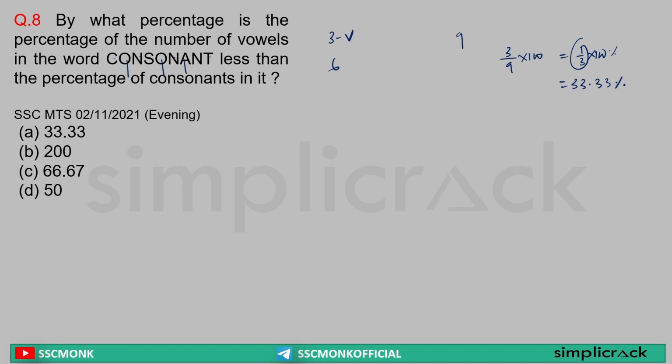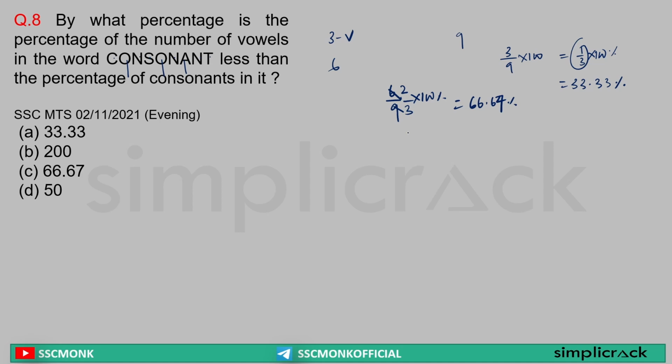Now, it is asking about what? What is the percentage of consonants? Sir, 6 by 9 into 100%. This can be written as 3 2s are 6, 3 3s are 9. That means 2 by 3, which is equal to 66.67%. Okay. Now, it is saying by how much percentage this value is less than percentage of consonants? You are not talking about by how many percentage this number of vowels is less than the consonants. You are talking about the percentage.